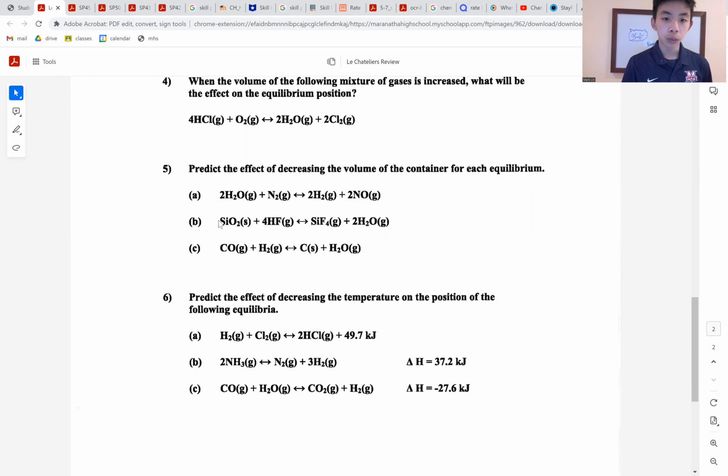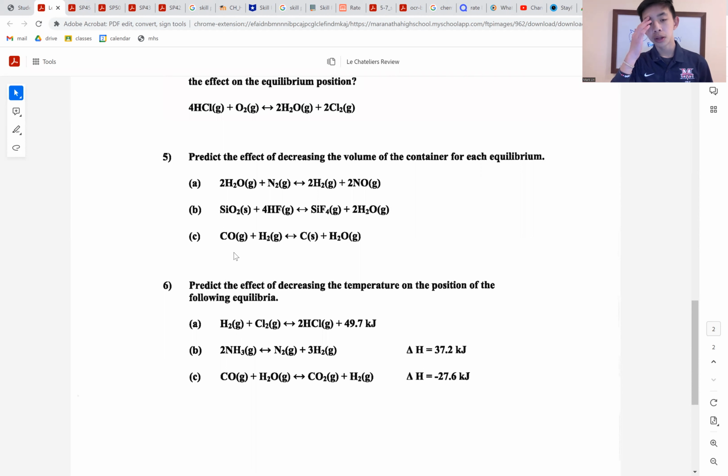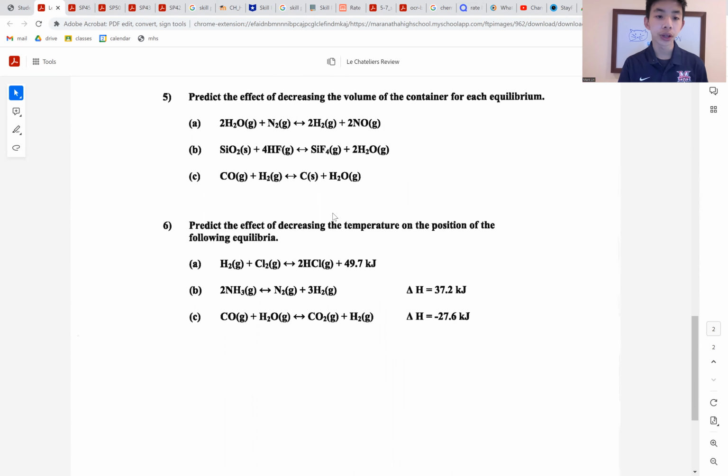B, actually, this solid doesn't count. So this would just be 4 on the reactant side. And for the product side, it'll be 2 plus 1 is 3. So it's 3 on the product side, 4 on the reactant side. Side with less moles, product side. So forward. C, CO, 1 plus 1, that's going to be 2. 2 for the reactant side, 1 for the product side. So 1 on the product side, 2 on the reactant side, less moles, products, so forward.